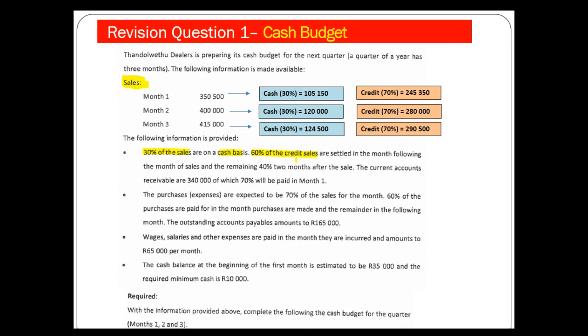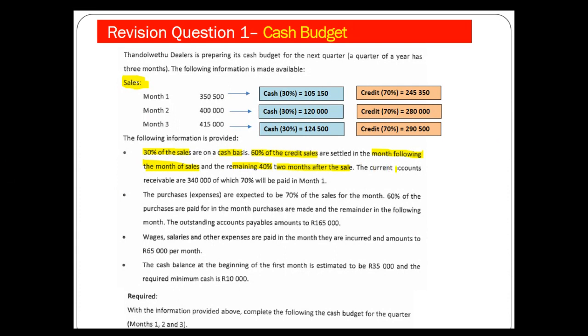Remember, if we sell on credit, we sell to debtors. So 60% of the credit sales will be settled in the month following the month of sale. Meaning if I am in month 1, 60% of month 1 will be collected in month 2. This is just a collection policy. They say the remaining 40% is collected 2 months after. So we know that 60% will be collected in the following month, and then 40% will be collected 2 months after. This is very important.